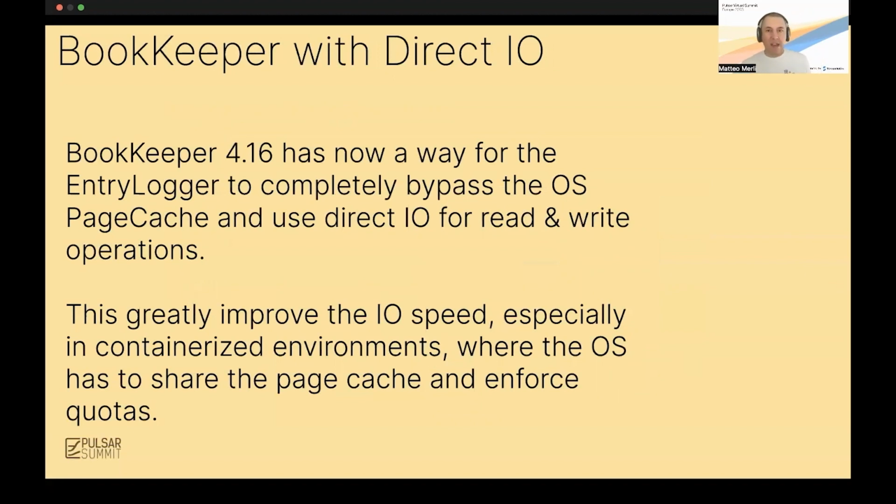Another change which is not included in these charts is BookKeeper with direct I/O. BookKeeper has never relied on the page cache, but it was just writing on files, and therefore the OS would use the page cache for you. Right now with 4.16, we can also bypass the page cache and use direct I/O for writing the entry logger. That means that we can skip the page cache and the double memory copies there, and it is especially relevant if you deploy in containerized environments, because when you put a memory quota on your containers for BookKeeper, that memory quota gets applied to the page cache. So the OS has to spend a lot of CPU and data cycles just to keep the quota of the page cache. If you don't use the page cache, all that work goes away. So we bypass that double copy, and we don't have to get the OS to do all this housekeeping for the quotas, which can be very expensive.